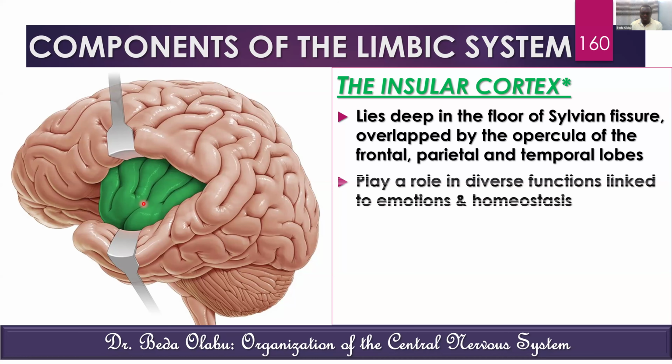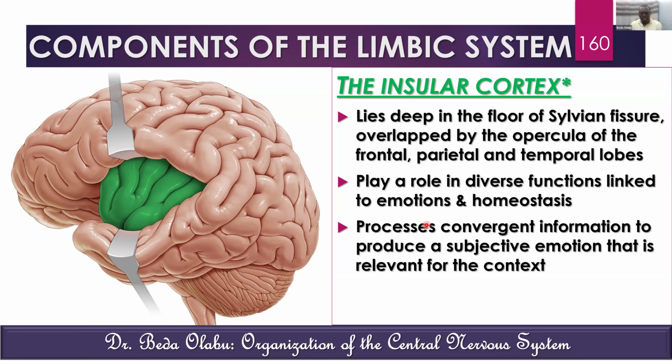The insular cortex is important in playing a role in diverse functions, which are actually linked to emotions and homeostasis. In particular, we know that insular cortex is important in processing convergent information that helps to produce subjective emotions that are relevant in a particular context. So there are subjective emotions, which means you may interact with somebody or something and you choose to be very angry, but somebody else will not be very angry with that particular kind of exposure. So they're very subjective. Or you just feel happy about something and somebody else may not actually have the same experience in that context.